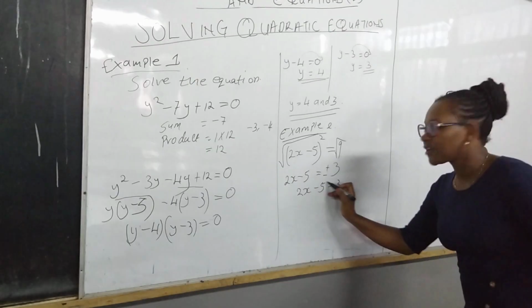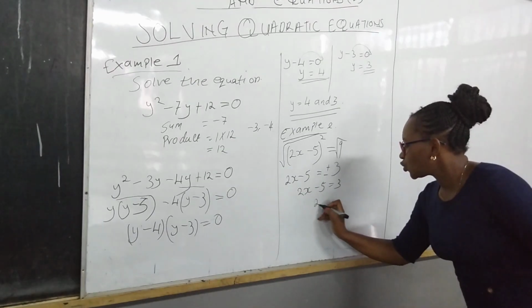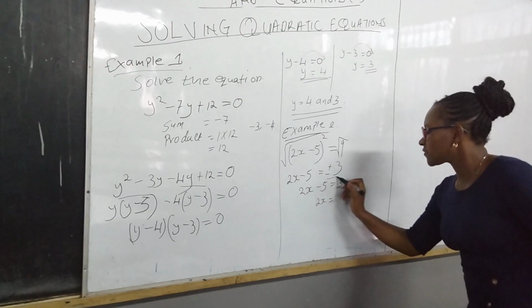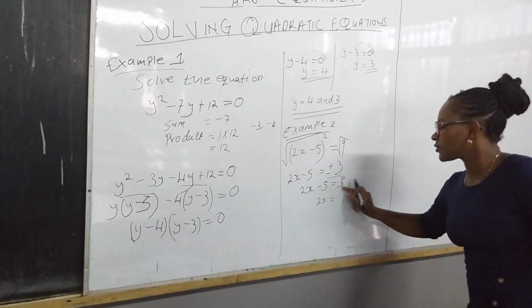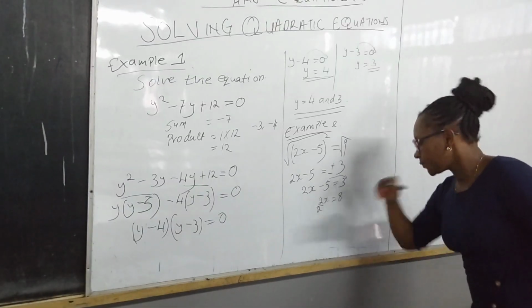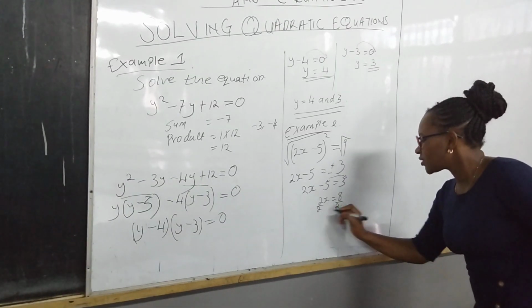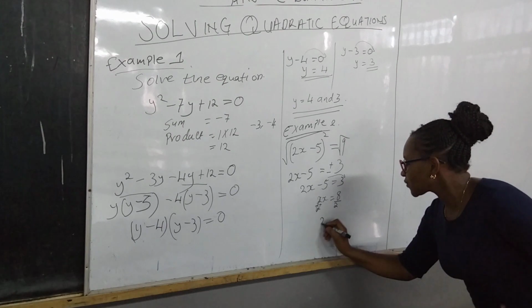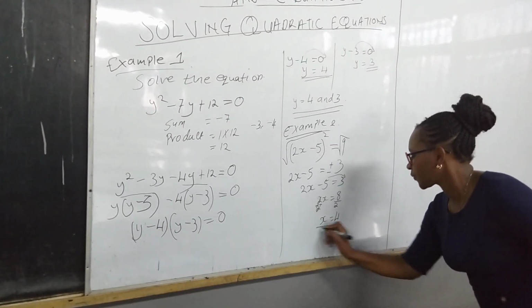Now we have to take 5 to the other side. We have 2x is equal to, taking 5 to the other side, 3 plus 5, which is equal to 8. We divide by 2 on both sides, and we have x is equal to 4.